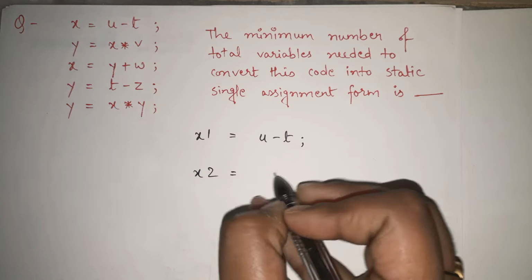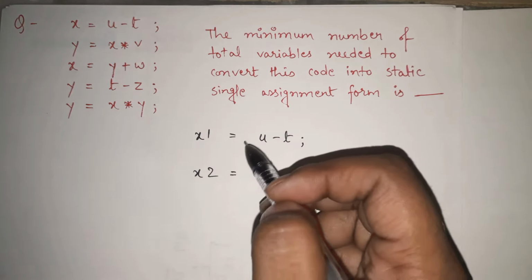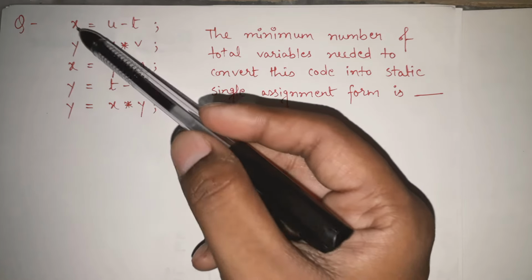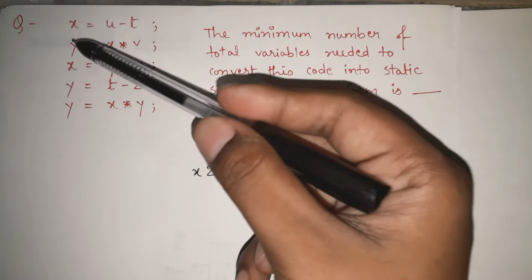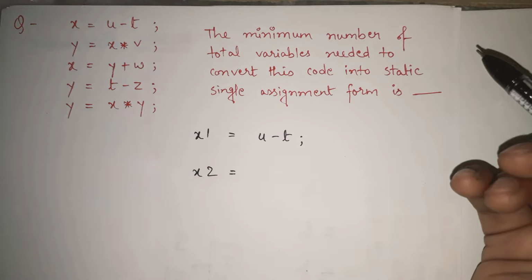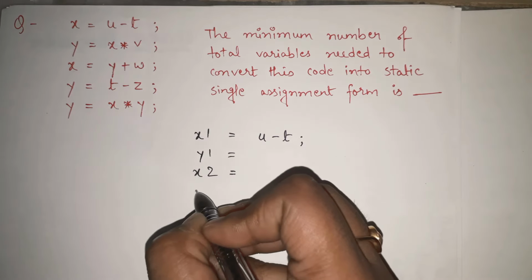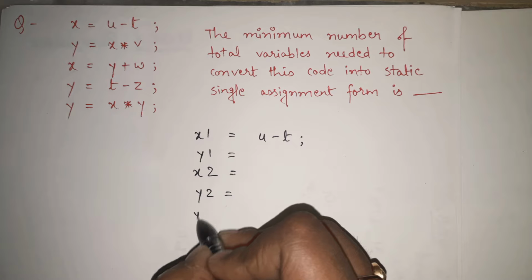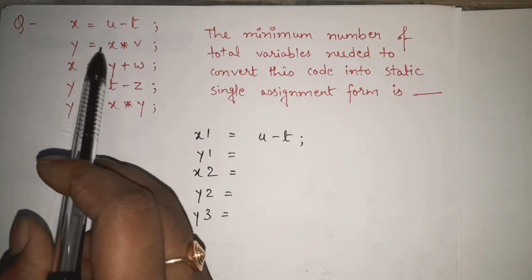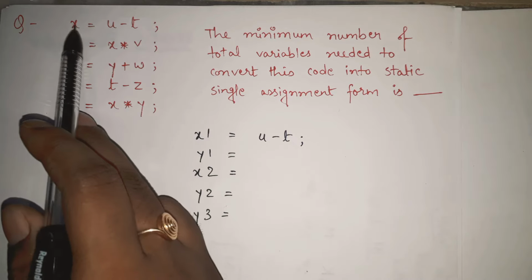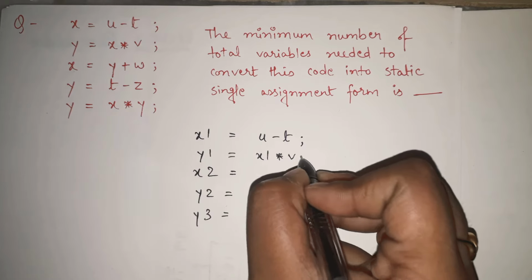Just keep in mind this one thing: there are 2 assignments for X, so we will make them X1 and X2, and there are 3 assignments for Y, so we will make them Y1, Y2 and Y3. So let's write Y1, Y2 and Y3. Now this is as it is. In Y1 I have X into V. X means this one, which is now my X1, so it will be X1 into V.